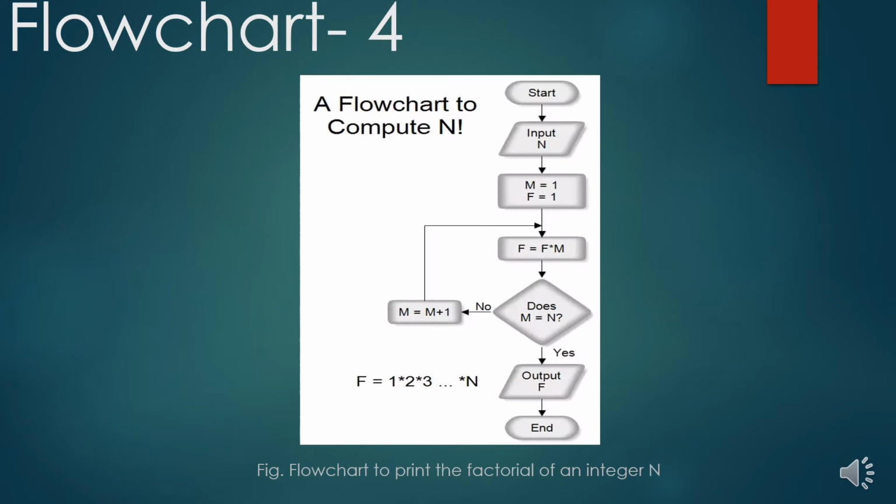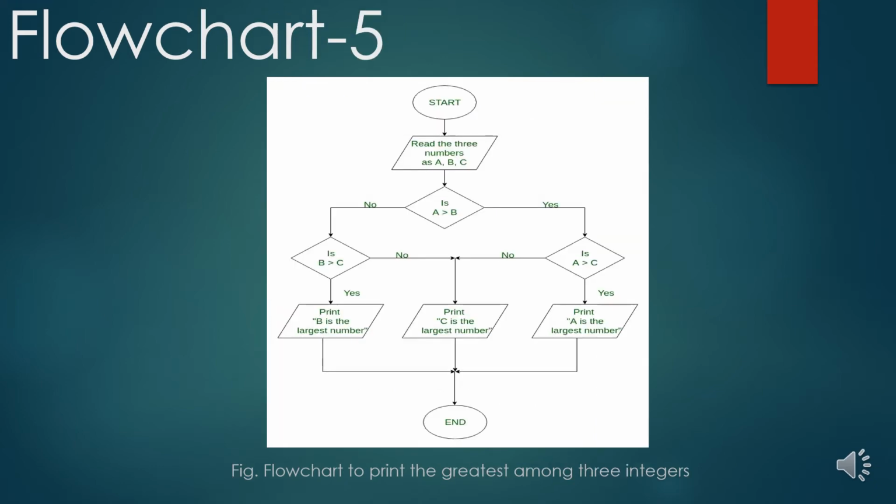Now this is the next flowchart, which is to print the factorial of an integer n. We have taken two extra variables m and f such that m is equal to 1 and f is equal to 1. Then f is recalculated as f into m. Then it is checked whether m is equal to n. If no, then the value of m is incremented by 1, and if yes, then the output, that is factorial f, is printed.